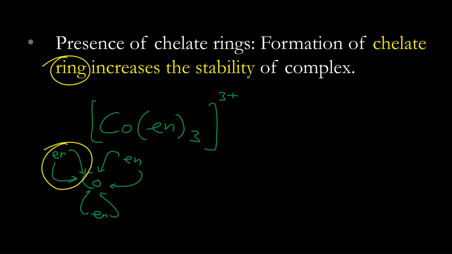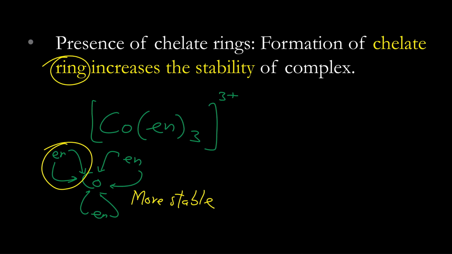Chelate ring. In this case, because one ligand is connected with two bonds at the same time, it is more strong and more stable as compared to a single bonded ligand. Is that clear? So what points have I discussed? Three specific points I have discussed.